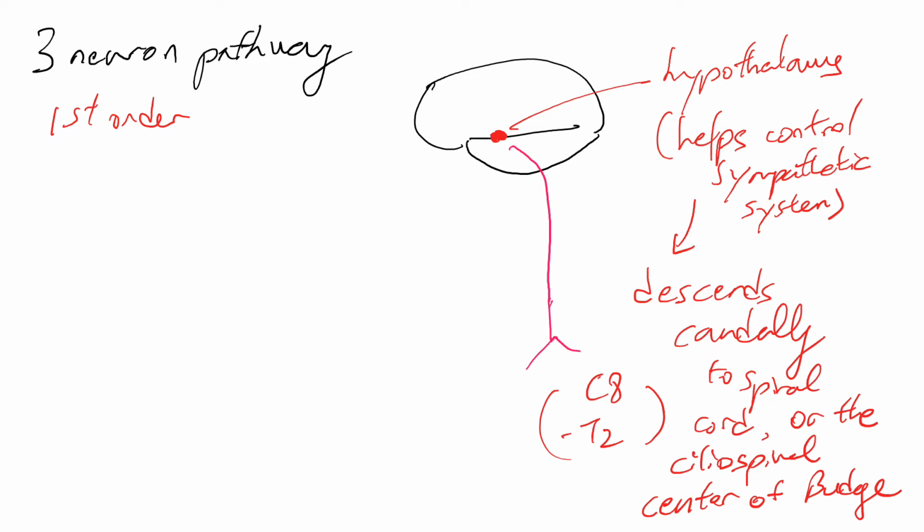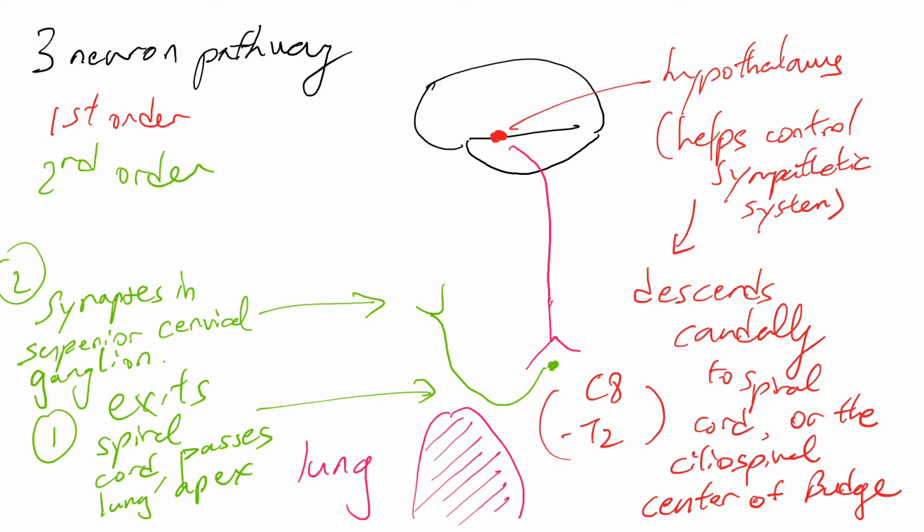It starts off in the hypothalamus, which helps to control the sympathetic system. That's represented by that dot in the brain. It descends caudally to the spinal cord, or the ciliospinal center of Budge, and approximately areas from C8 to T2. Now, the second order neuron, or the preganglionic neuron, first exits the spinal cord and passes the lung apex, and that's an important anatomical landmark that will show up later. It then synapses in the superior cervical ganglion.